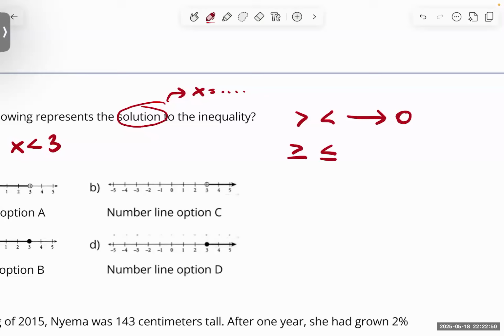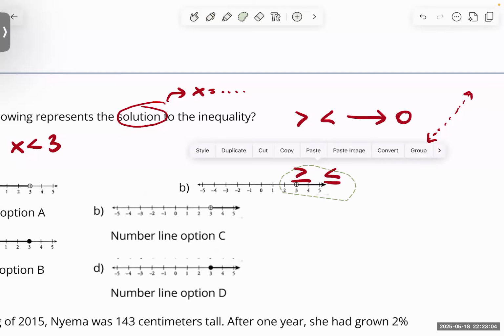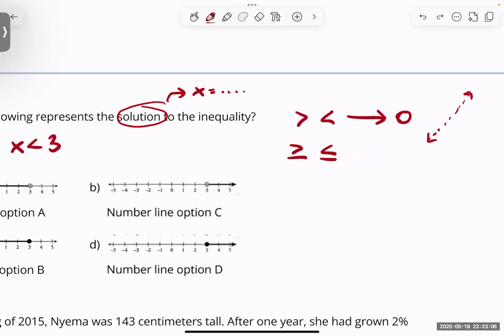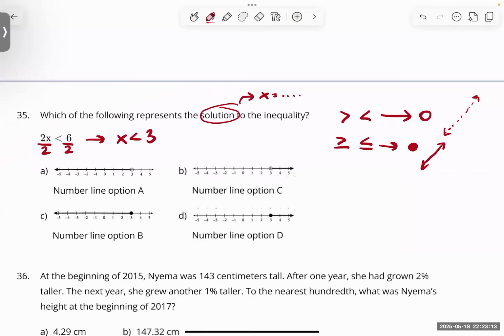I don't know if this will be on a question on the GED, but if you're dealing with lines, it's also a dotted line. It's not very nicely dotted, but oh well. And with non-strict inequalities, it's a closed circle and a solid line.